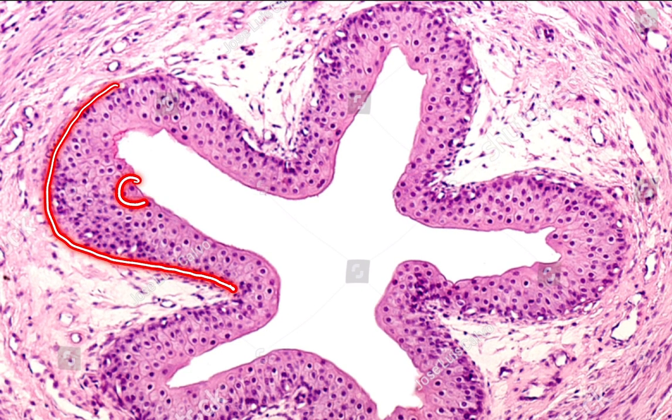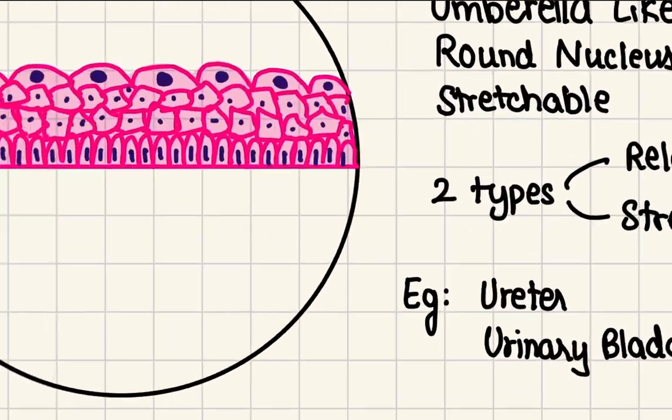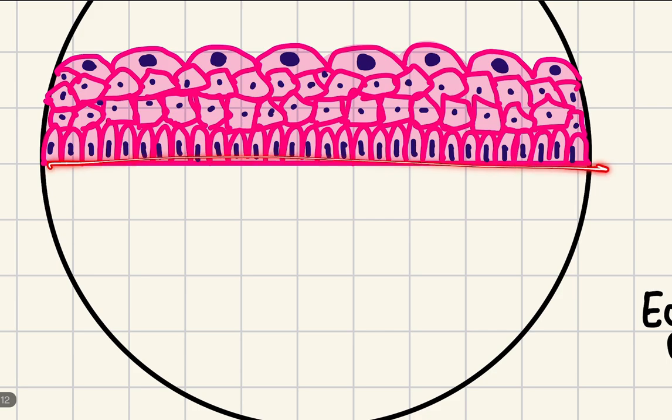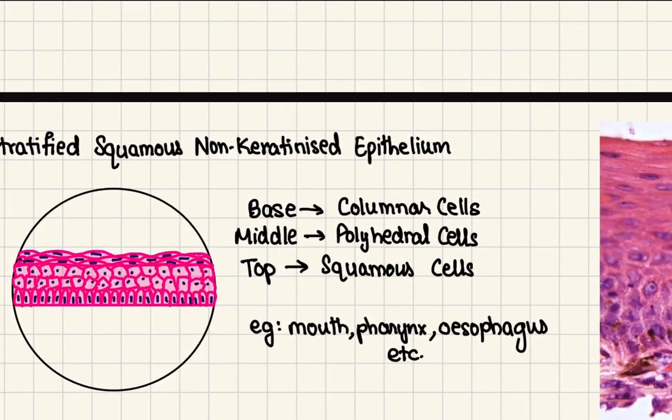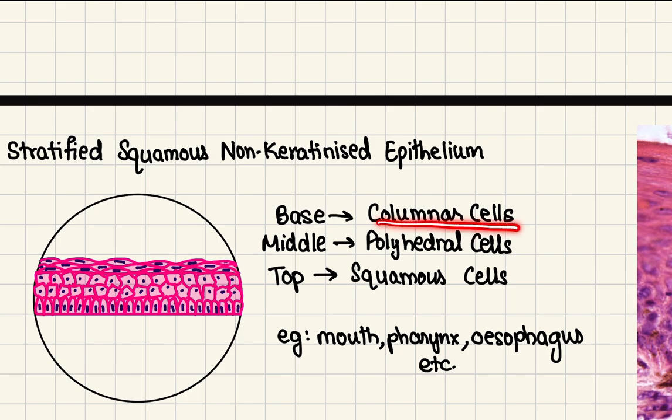You can see the columnar cells at the bottom and random shaped cells in the middle, right here. Yep. So how you draw it is columnar cells, random shaped cells on top, and then the umbrella cells. Alright. Coming to stratified squamous non-keratinized epithelium. The base of this is columnar cells. In the middle, you have the polyhedral cells, and on the top you have the squamous cells.